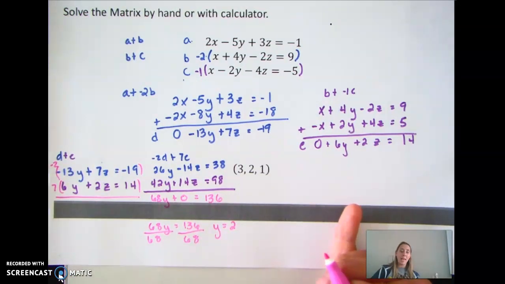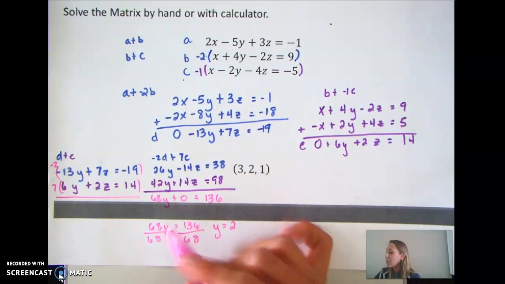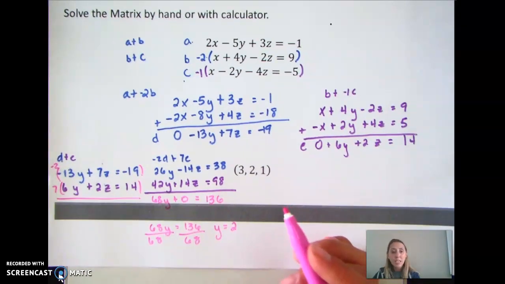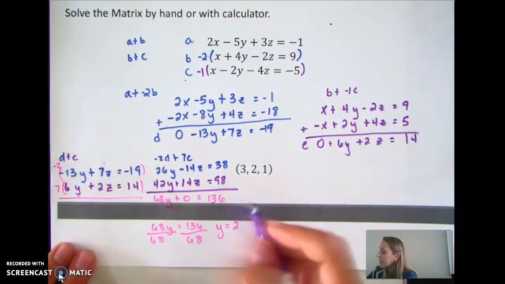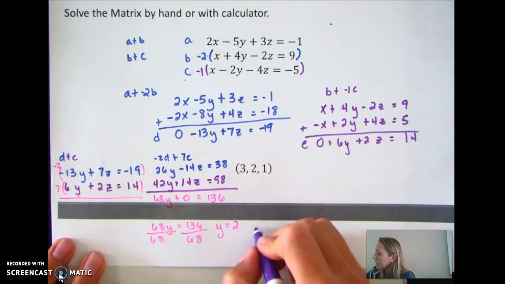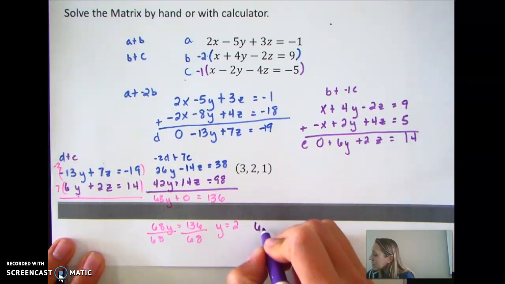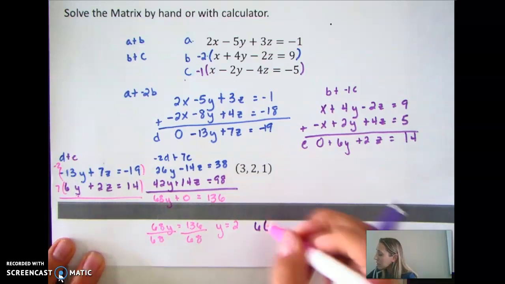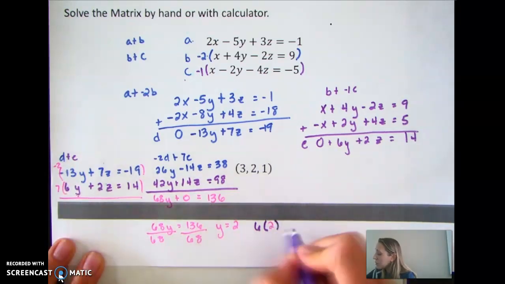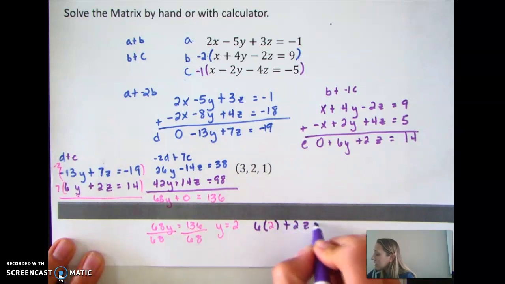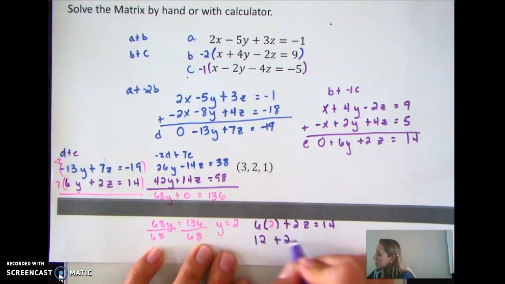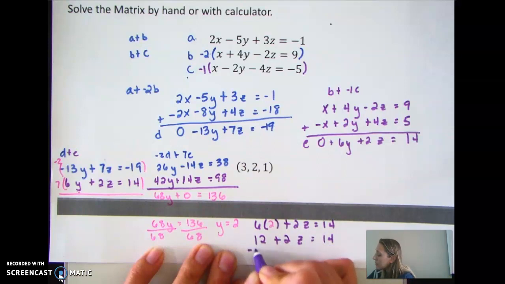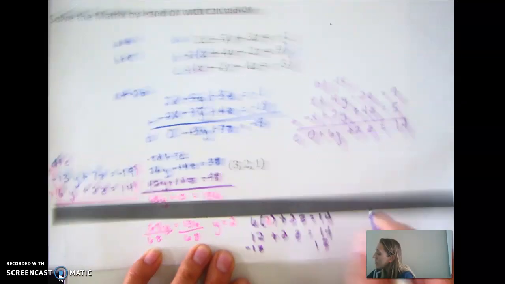Well, now I can use that. I can plug that back into D or E and solve for z. I'm going to plug it back into this one, just because the z is a 2 and it's easy. So I'm going to take the original e, and I'm going to do 6 times 2 plus 2z is equal to 14. Well, 6 times 2 is 12, plus 2z is equal to 14. I'm going to subtract 12 from both sides.